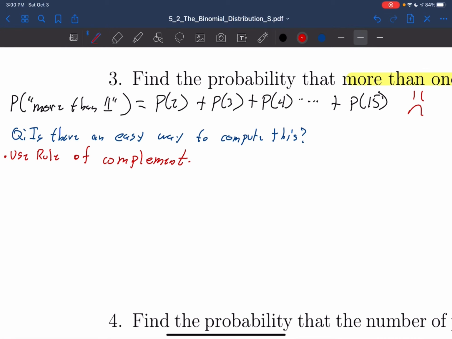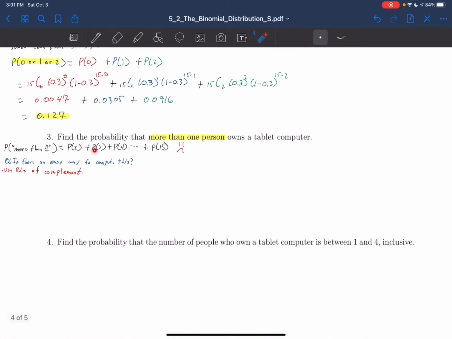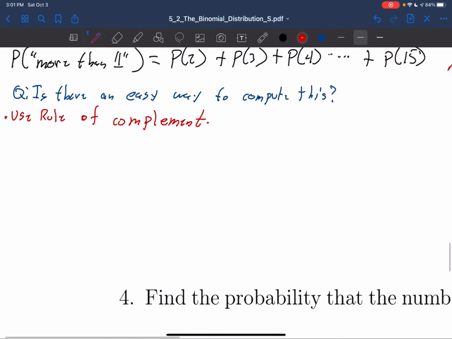And this is a big help, because when you're dealing with problems like these, like, oh wait, this is going to take me forever, this kind of gives you an idea, like, I need to use some sort of rule. In this case, we're going to use rules of complement. So you want to ask yourself, the complement of more than 1, I guess what is the opposite of more than 1?